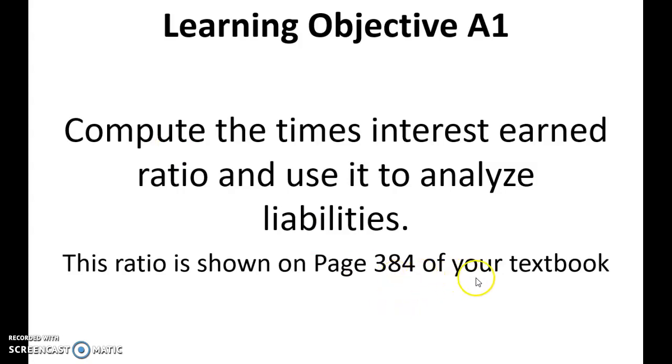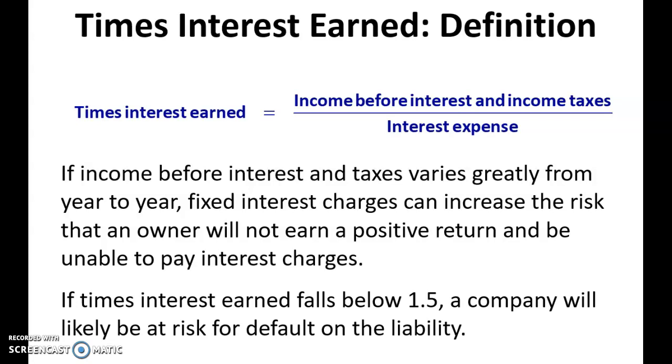There's a ratio on page 384 of your textbook, and it's the times interest earned ratio that can be used to analyze liabilities. The ratio is calculated as income before interest and income taxes divided by interest expense. The theory behind this ratio is that if income before interest and taxes varies greatly from year to year, then fixed interest charges can increase the risk that an owner will not earn a positive return and will be unable to pay the liability and the interest owed on that liability. A benchmark that you can use is if times interest earned falls below 1.5, a company will be likely to be risky for default on the liability.